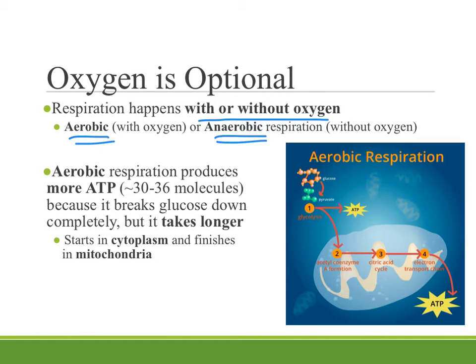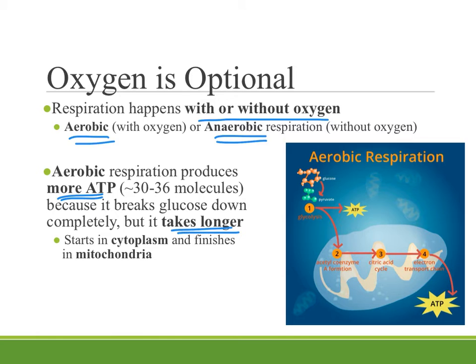Aerobic respiration does produce more ATP, somewhere between 30 and 36 molecules for every 1 molecule of glucose, because it really breaks the glucose down completely. It takes it all the way to carbon dioxide and water. There's nothing connected the way it used to be when aerobic cellular respiration is done with that molecule of glucose. But because it's breaking that glucose molecule down all the way, it takes longer. And so it's not really a good source of super quick energy.